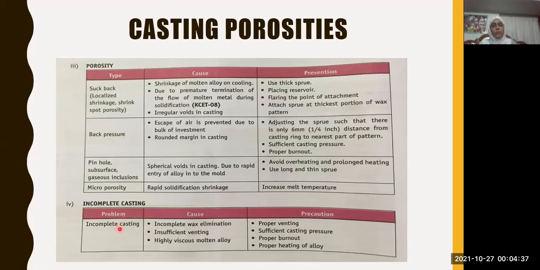And then I told you you have incomplete castings also, because of insufficient melting or highly viscous molten alloy, where the temperature is too low, or you have not eliminated the wax properly. So to prevent all that, you have to give proper venting, give proper pressure, do proper burnout, and give proper heat for the melting of the alloy. So all these will prevent your incomplete castings.